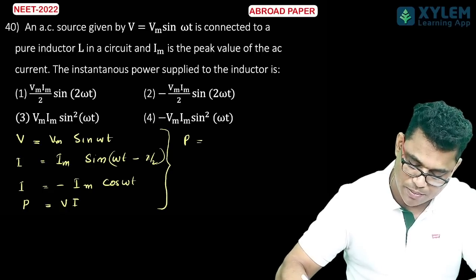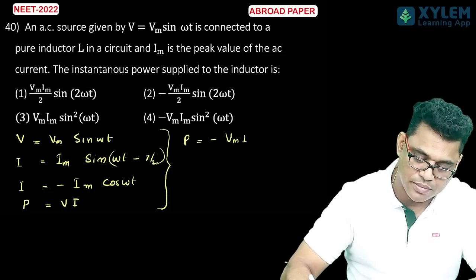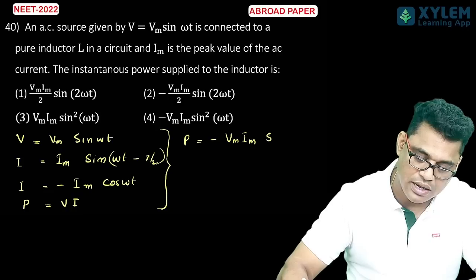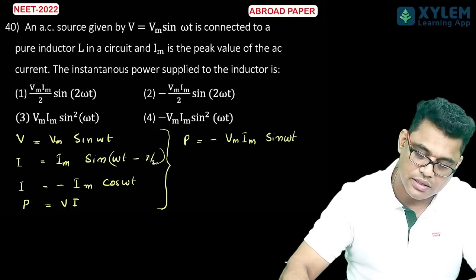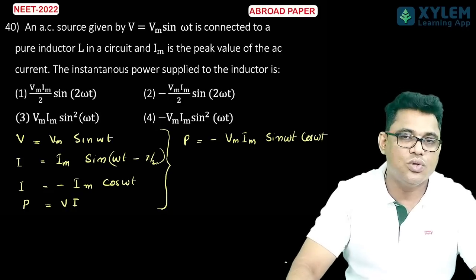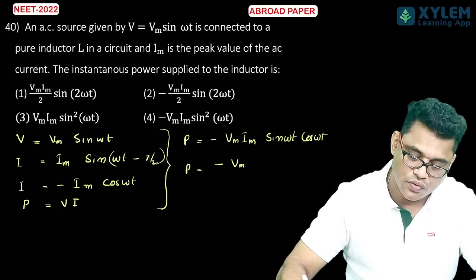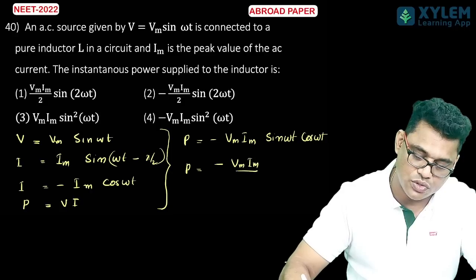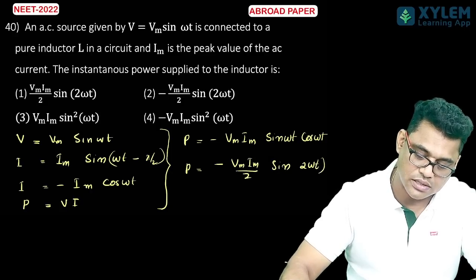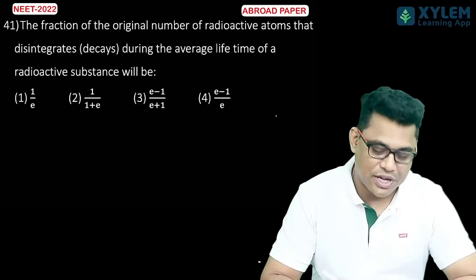Power is equal to, minus stays there, Vm, Im, then sin omega t, then cos omega t. What is sin theta cos theta? Sin 2 theta by 2. Therefore, power is equal to minus Vm Im by 2, then sin 2 theta means sin 2 omega t. Isn't it? Therefore, what is the right option? Right option is 2.